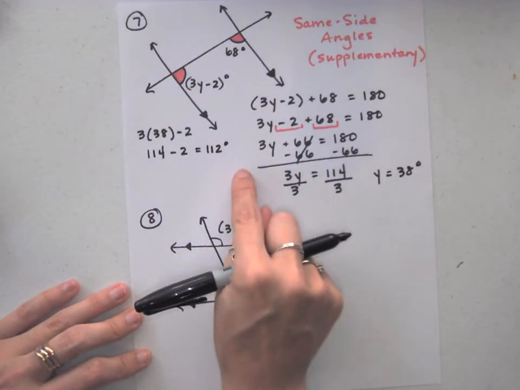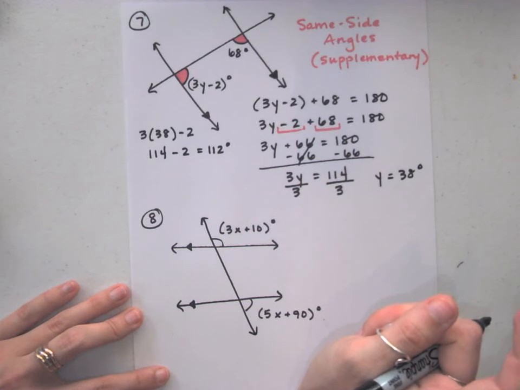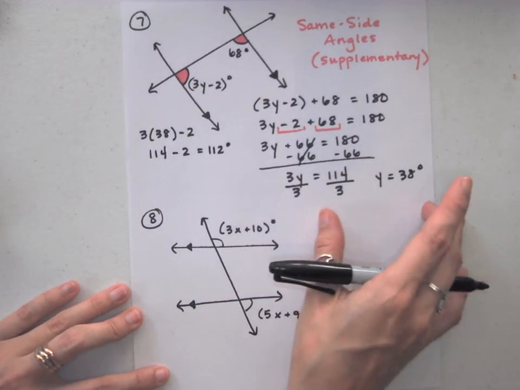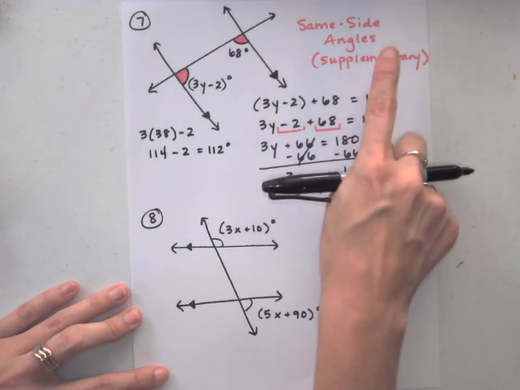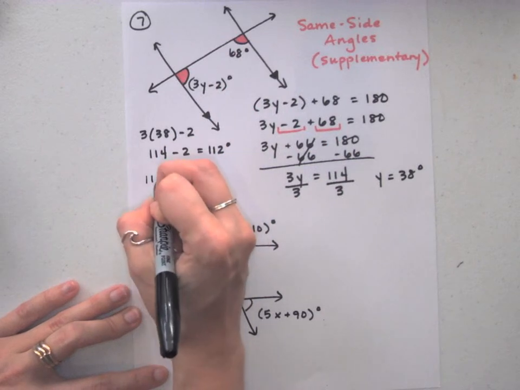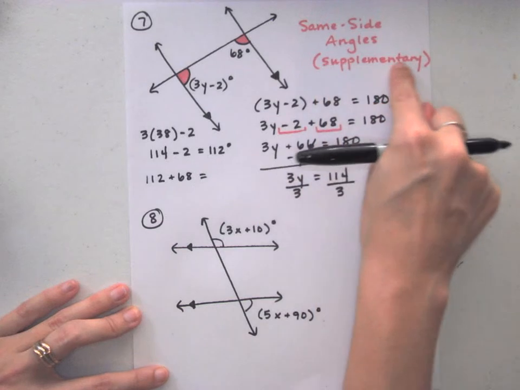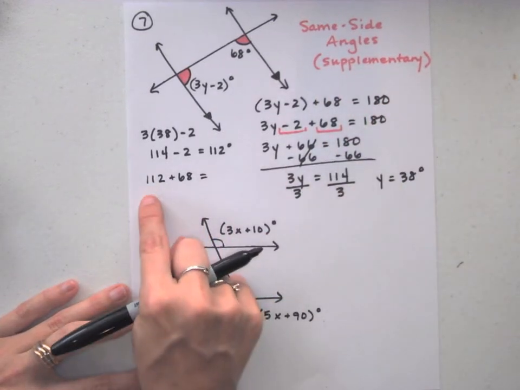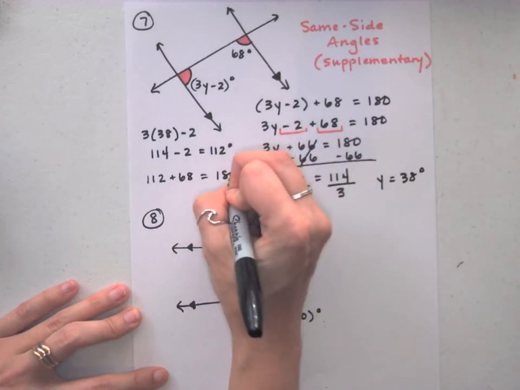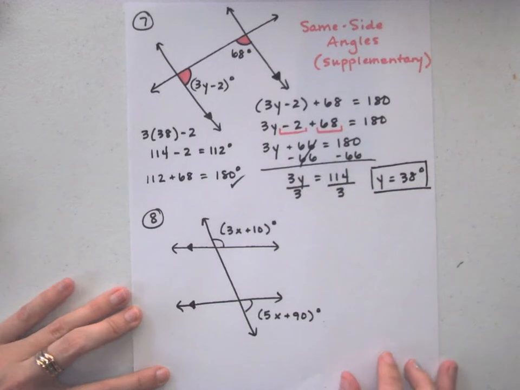Now, in previous ones, we would say, okay, well, 112 is not equal to 68, so maybe I messed up. But that's because in our previous examples, we were doing congruent relationships. Well, here it's supplementary. So when we get to 112 degrees, we need to check, is 112 plus 68 equal to 180 since it's supplementary? 112, let's see, plus 8 would be 120 plus 60. Yes, 180 degrees. So y is 38 degrees.